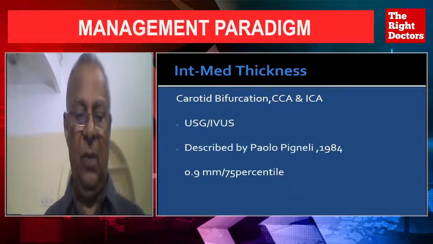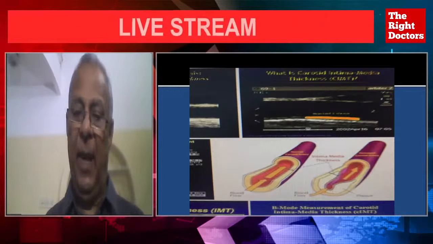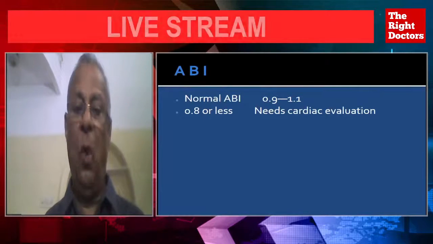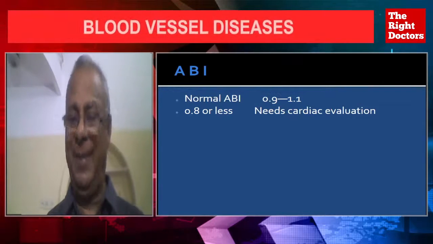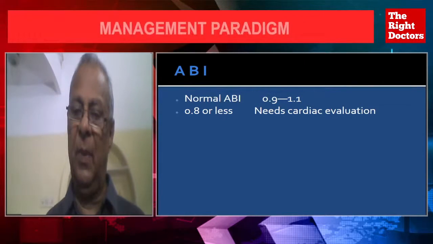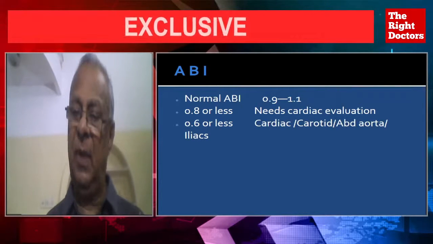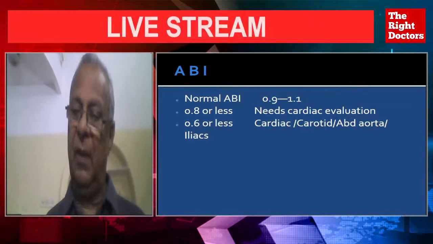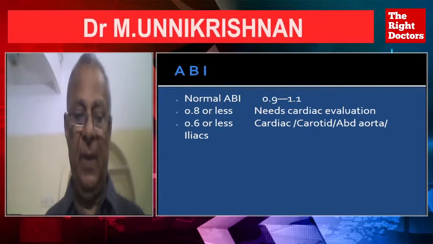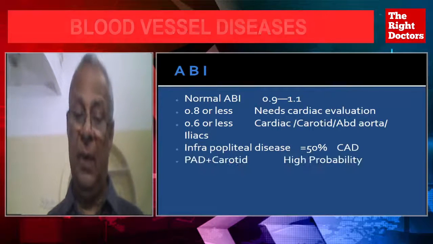I don't want to go into this slide, which shows the carotid plaque. Now, a normal ABI is very important, 0.9 to 1.1. 0.8 is just about acceptable. Less than that is abnormal. You have to look at the patient's symptoms, the activity level, and of course the cardiac status also, which may be hidden. In peripheral arterial disease, 50% have coronary artery disease.